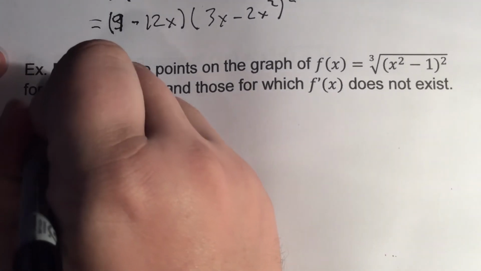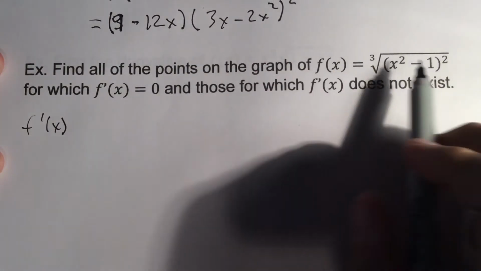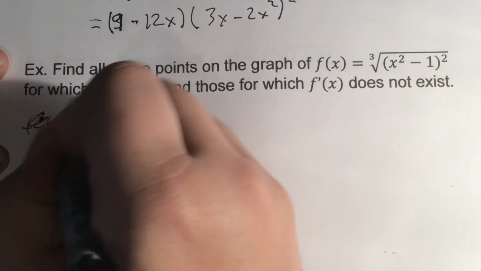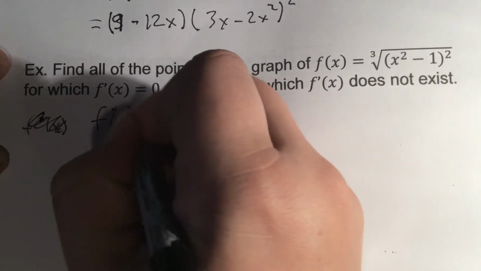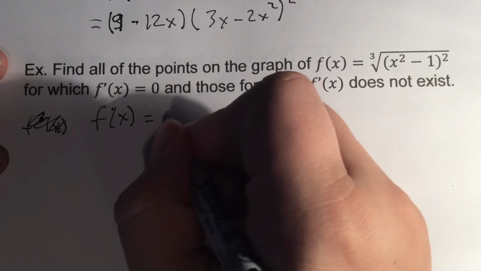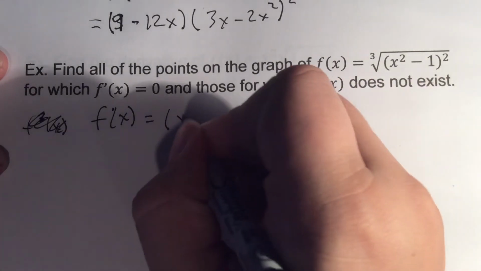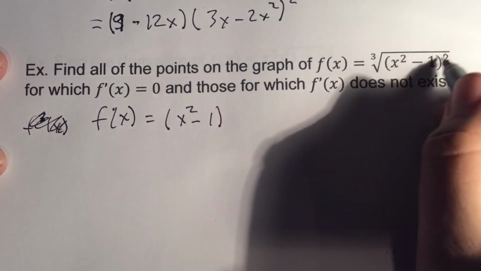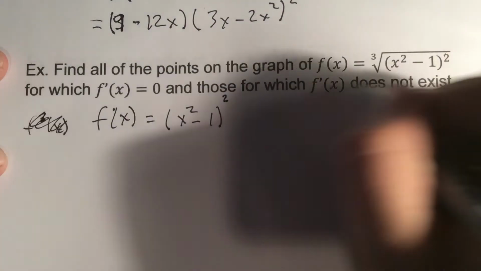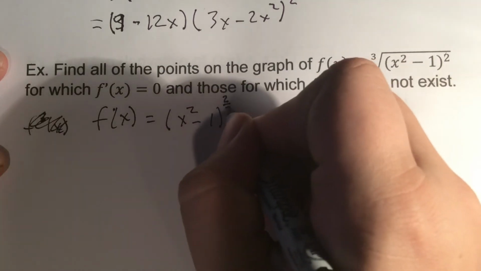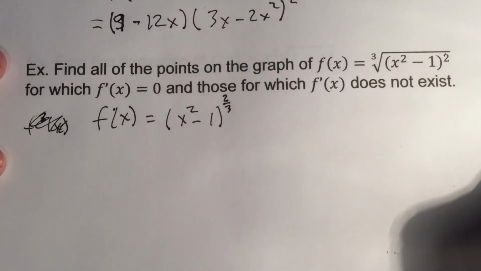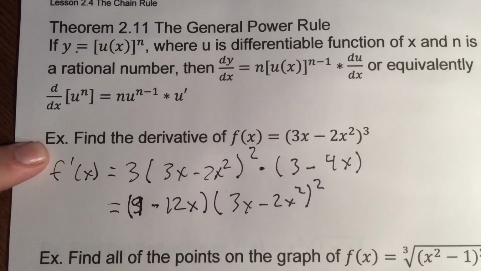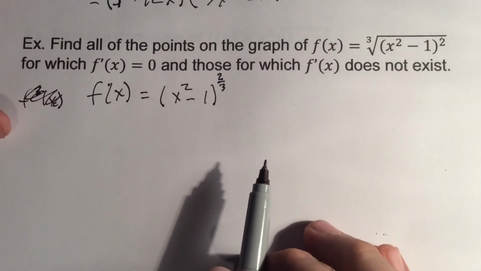So f prime of x. Here, the cubic root is the outside function. Actually, before we do the prime, let's just rewrite f of x. I'm going to rewrite this as x squared minus 1 to the 2/3. The square is the top part of the fractional exponent, and the cubic root becomes the bottom part. This is going to be much easier to work with because then we can just use the power rule like we did up top.